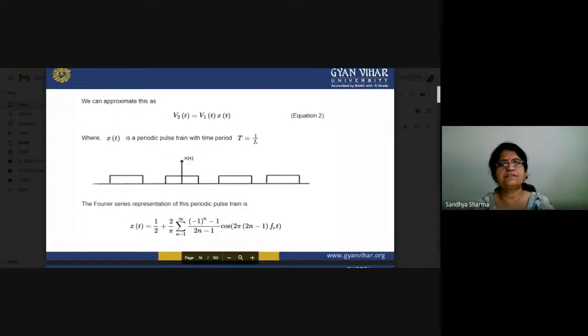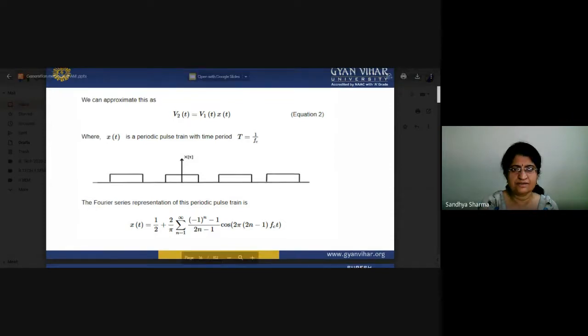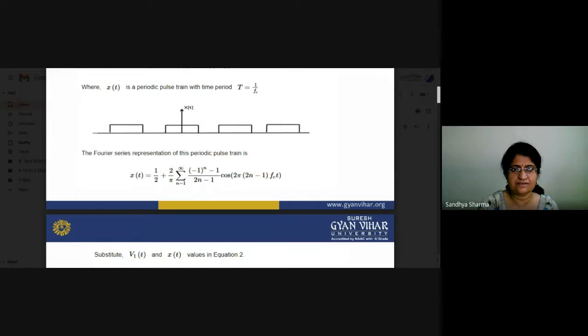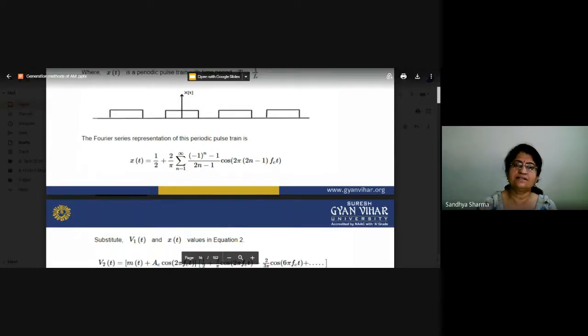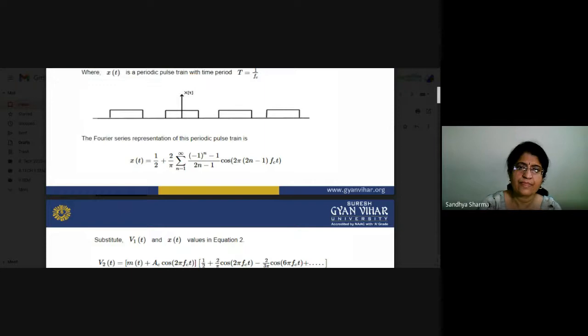So now what will happen here? Basically, if you are working on switching on and off, it works as a periodic train pulse with a period of 1 by Fc, where Fc is the sampling frequency. We can see here that it is working as a switch, so it will work as on off, on off, on off. Now we can see the Fourier series representation of this periodic pulse train, where xt is the periodic pulse train, and this is the Fourier series representation.